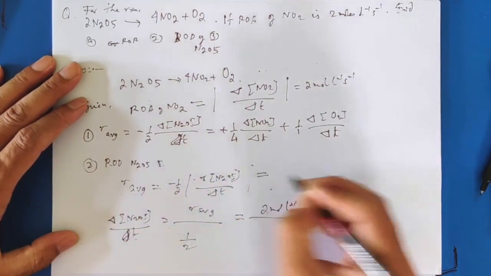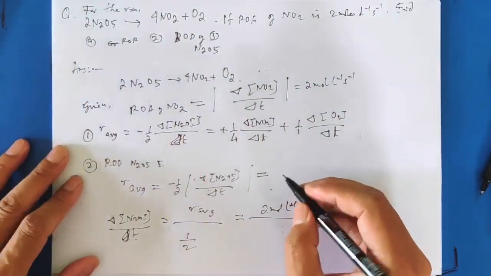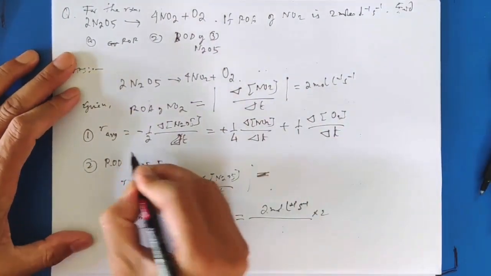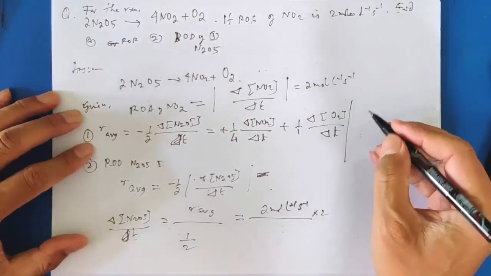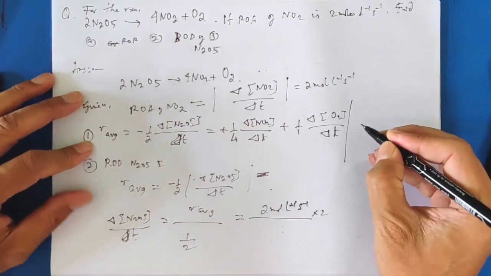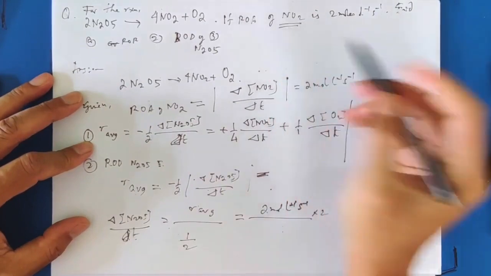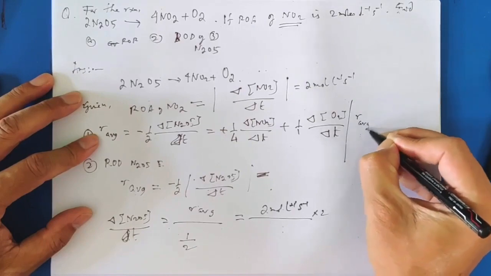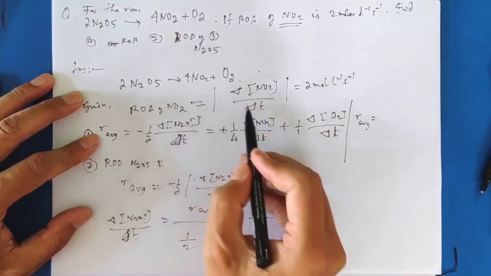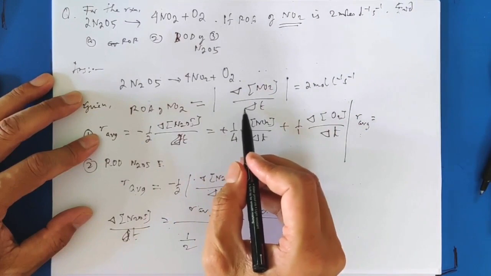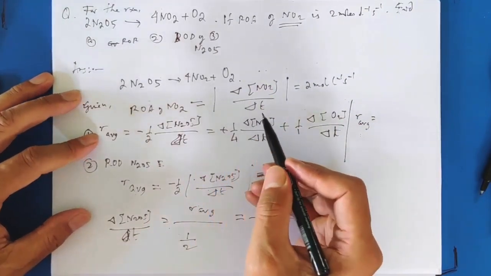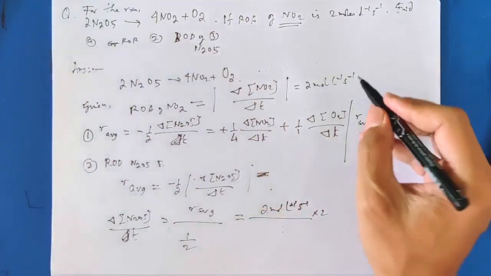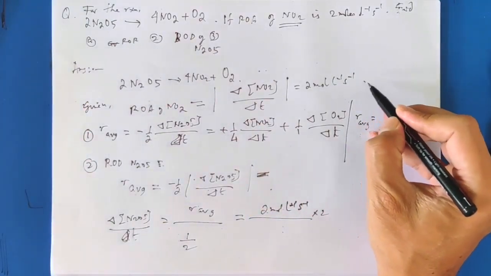Rate of reaction depends on the numbers. Rate of reaction of what? NO2. It's all about NO2. So R average NO2 is 2 moles. Okay, this is in terms of number. 2 moles.